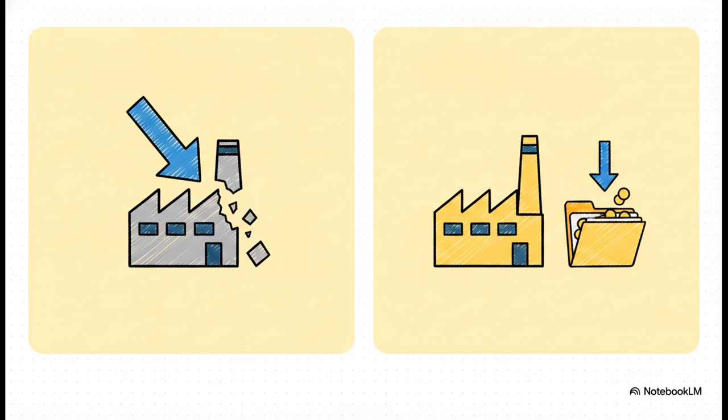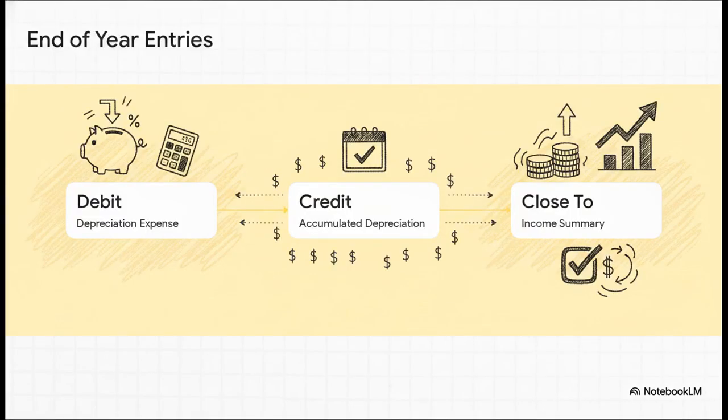It keeps the original historical cost untouched on the books while tracking all that lost value in a completely separate accumulated account. To actually log this using that preferred indirect method, accountants follow a really strict sequence at year-end. They debit the depreciation expense account, recognizing the cost for that specific year, and then they credit the accumulated depreciation account. Finally, that expense is closed out to the income summary to impact the ultimate bottom line profit.